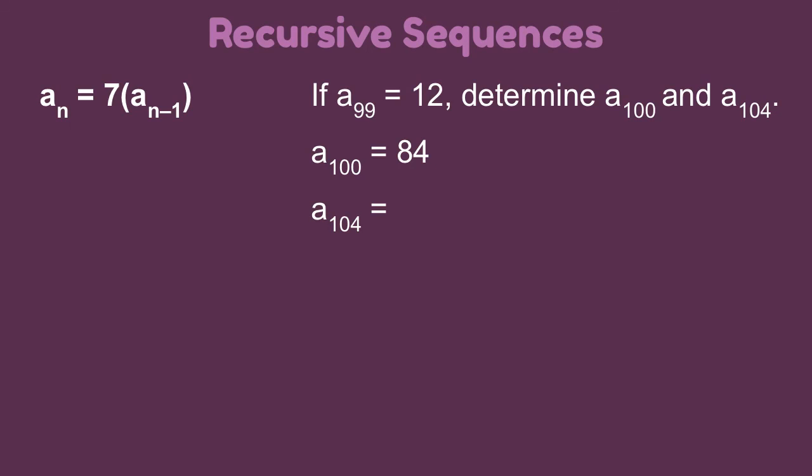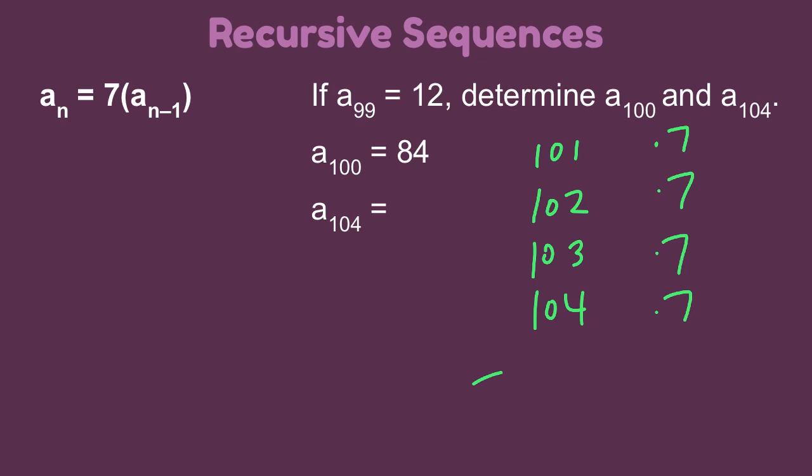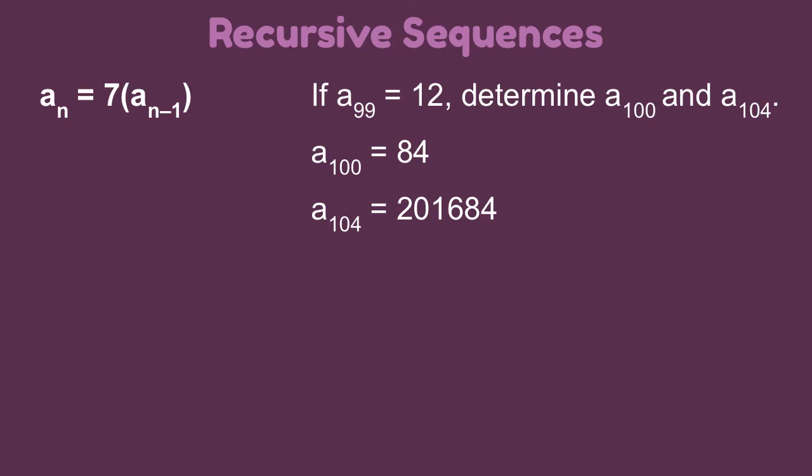And then if I wanted to do a sub 104, I'm going to need to keep multiplying by 7 over and over again. So if you think about it, if I wanted to do a sub 101 and then a sub 102 and a sub 103 and then finally a sub 104, I'm going to keep multiplying by 7 over and over again. So a little trick here is that you could multiply by 7 to the power of 4. Your answer is going to be 201,684.